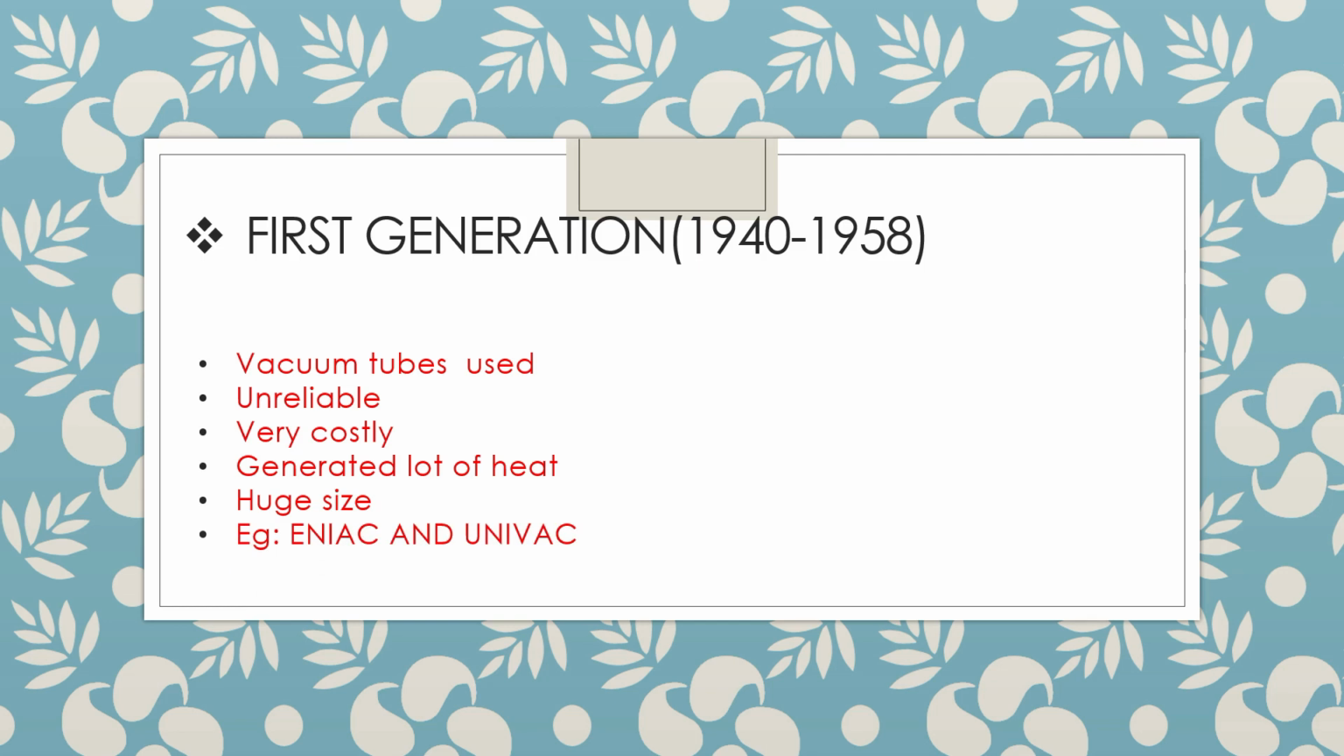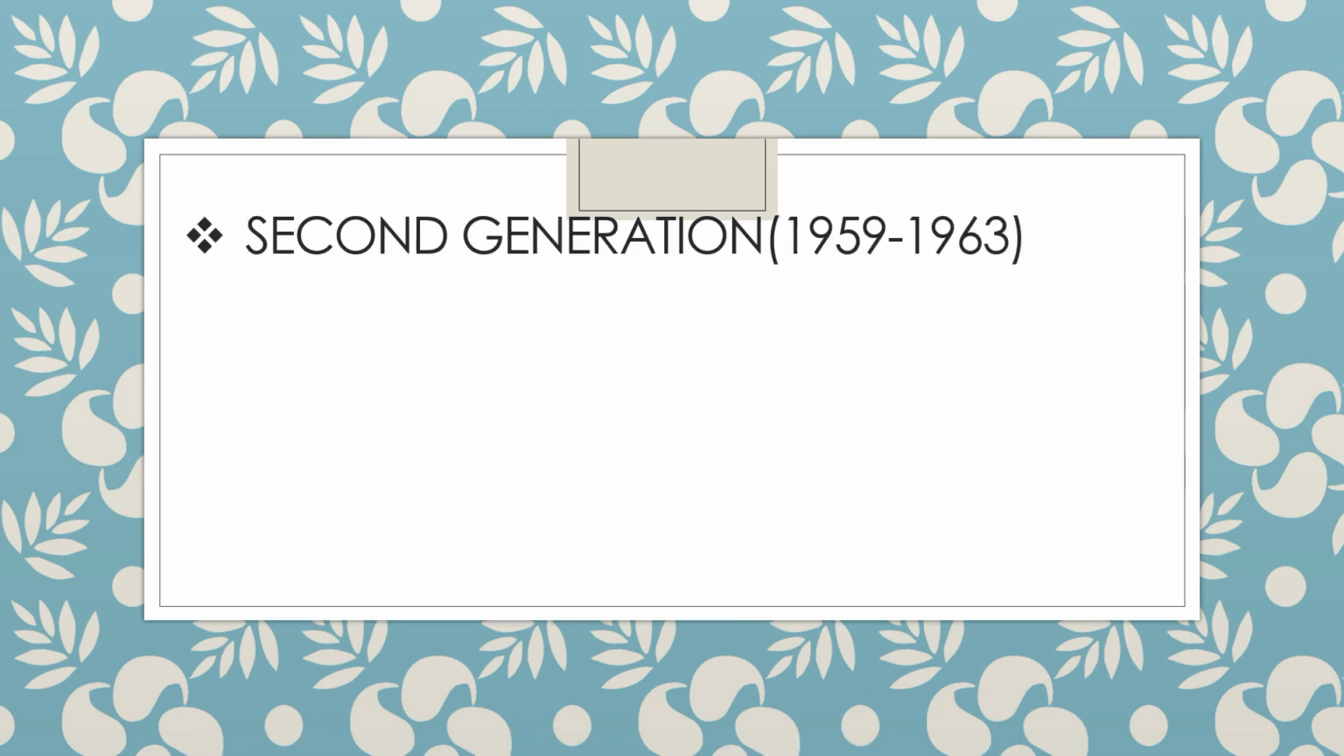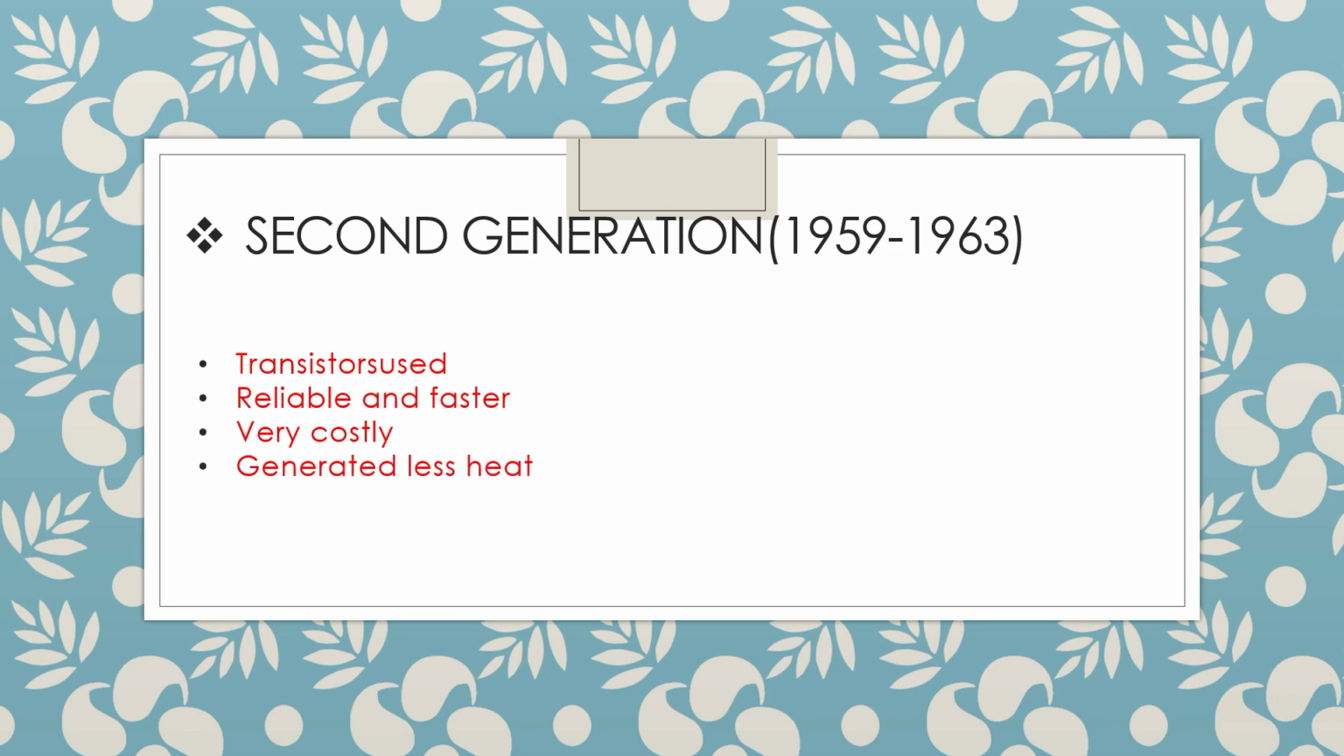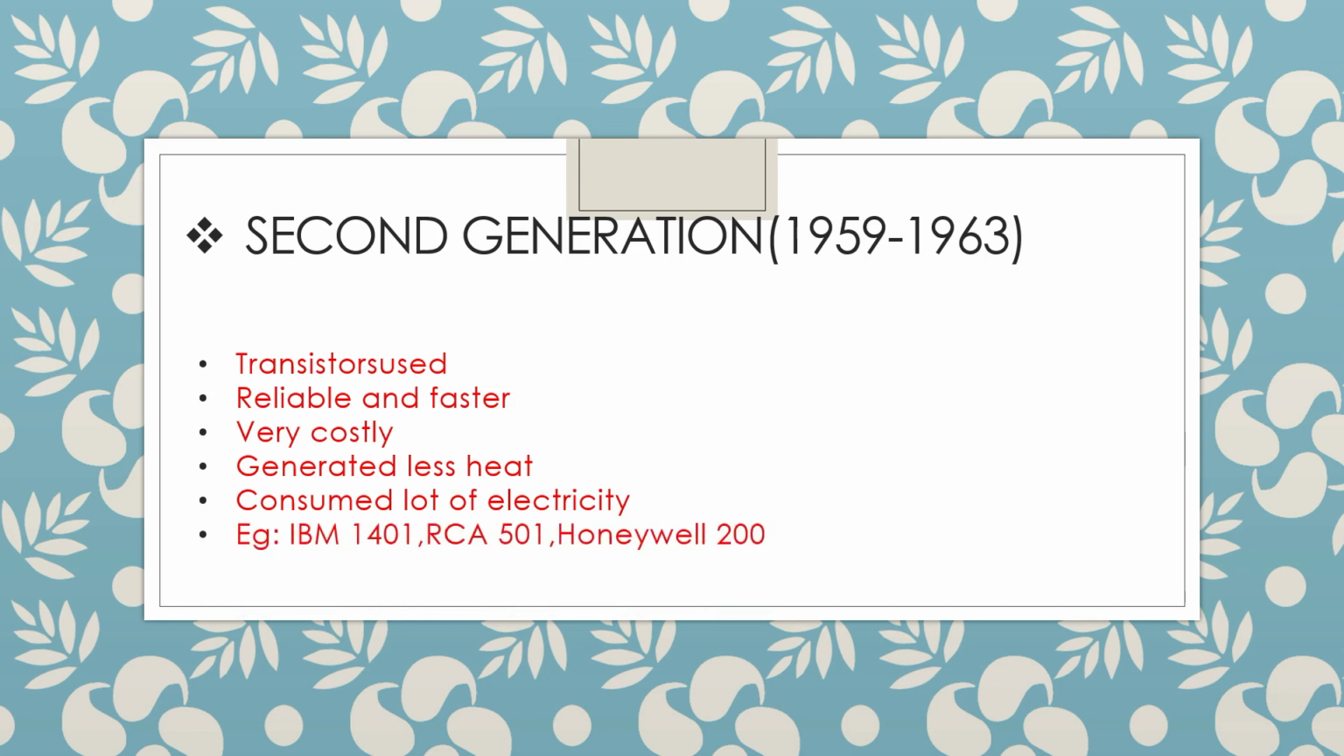Then comes the second generation of computers, during the period 1959 to 1963. Transistors were used in them. Reliable and faster than the first generation computers. Very costly. Generated less heat as compared to first generation computers and consumed a lot of electricity, but less as compared to first generation computers. Air conditioners still needed. Examples are IBM 1401, RCA 501, Honeywell 200.